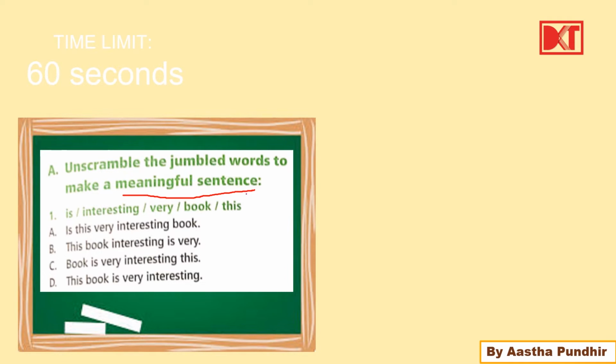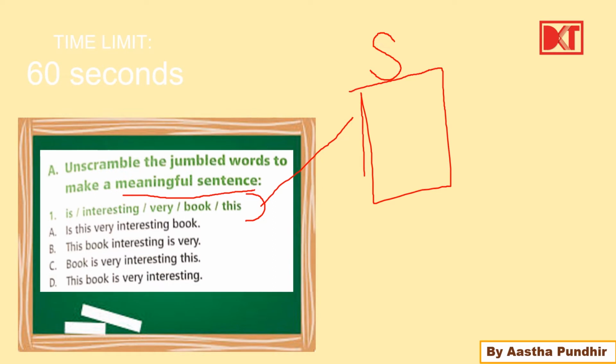Now, if we read these jumbled words, what do we find? What is the subject here? The subject, the main thing that we are talking about is the book. Alright, which book? This book. And this book, what is its predicate? What action is happening? What are we telling about that book? That this book is very interesting. So the correct answer is D. Alright. Now we talk about the book first, the noun. Then we use the verb is, and then we tell the adjective that this book is very interesting.